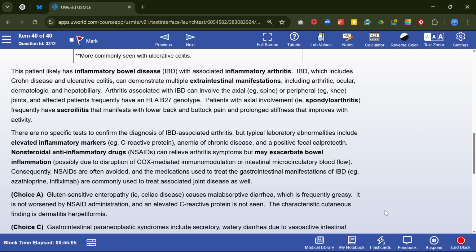Non-steroidal anti-inflammatory drugs can relieve arthritis symptoms but may exacerbate bowel inflammation, possibly due to disruption of COX-mediated immunomodulation or inflammatory microcirculatory blood flow. Consequently, NSAIDs are often avoided, and medications used to treat the GI manifestations of IBD, such as azathioprine and infliximab, are commonly used to treat associated joint disease as well.